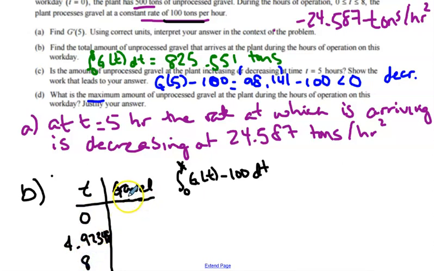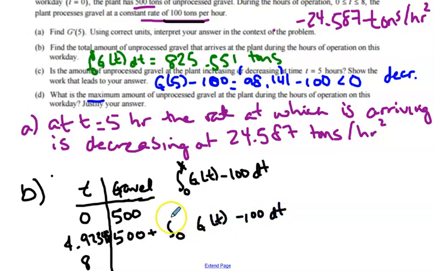Now we know from the problem that at time equals 0, there were 500 tons of unprocessed gravel. So that's right here. At time equals 4.92348, we are going to have the initial value of 500 plus the integral of our rate in minus our rate out from 0 to 4.92348. And then for time equals 8, we have the initial value of 500 plus the integral from 0 to 8 of g of t minus 100 dt.